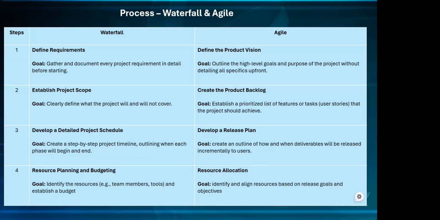After the release plan, you're looking at resource allocation. So how do you do resource allocation? You want to identify and align resources based on the release goals and objectives. Remember when I was giving an example, I said sprint 1 can just be requirement gathering. For requirement gathering, you might just need the PO, the BA, and the stakeholders. You might not need the developers, the tech people and all that, so you might not have recruited them for the project yet.